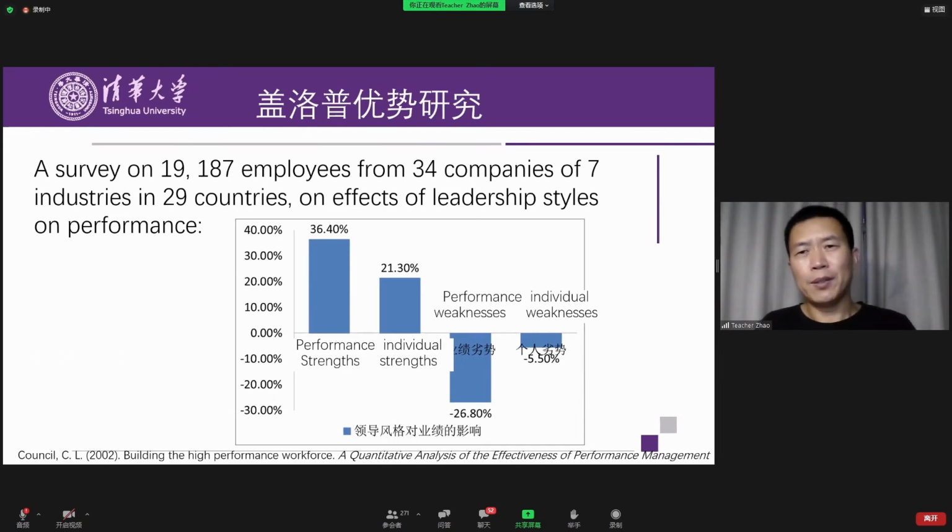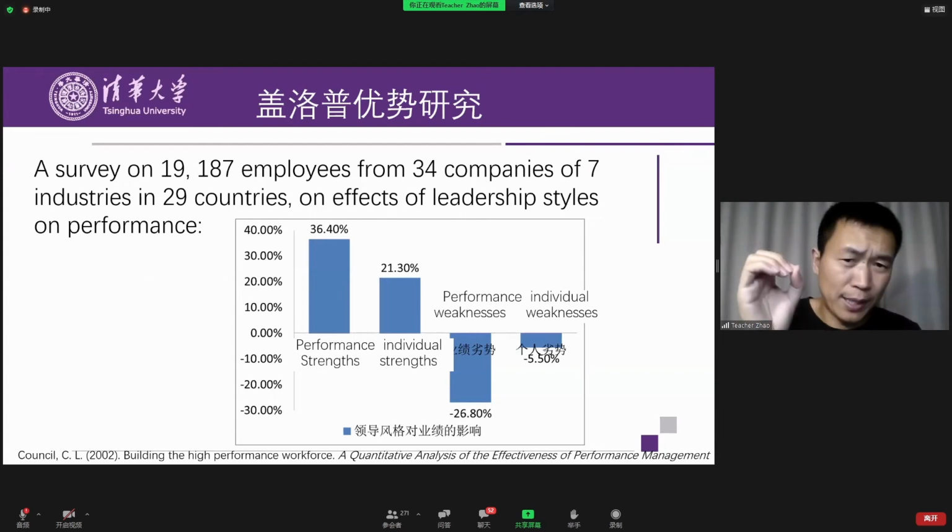For example, a principal says to a teacher, your class actually ranked number 6 last year, but this year it's ranked number 5. It's better. This is praise on this teacher's performance strength. The survey found that this teacher will likely have a 36% performance increase next year.